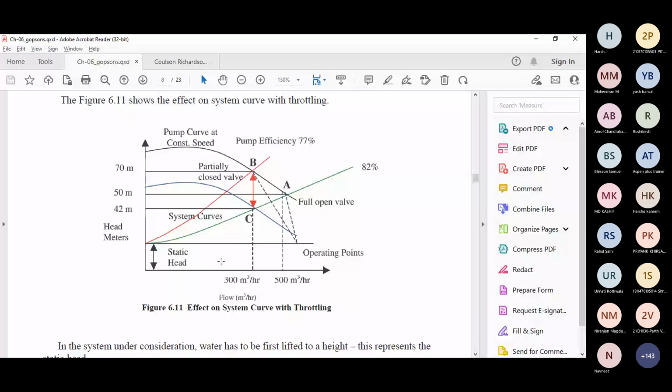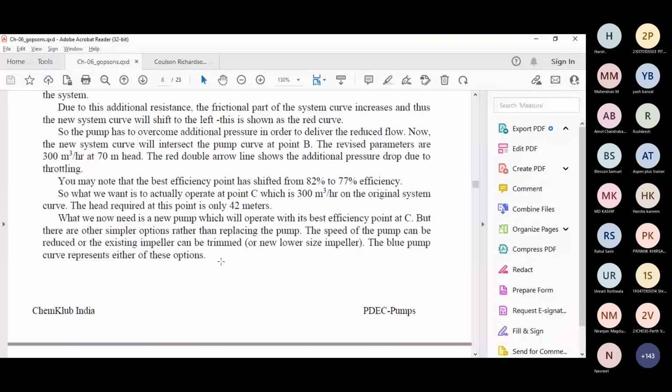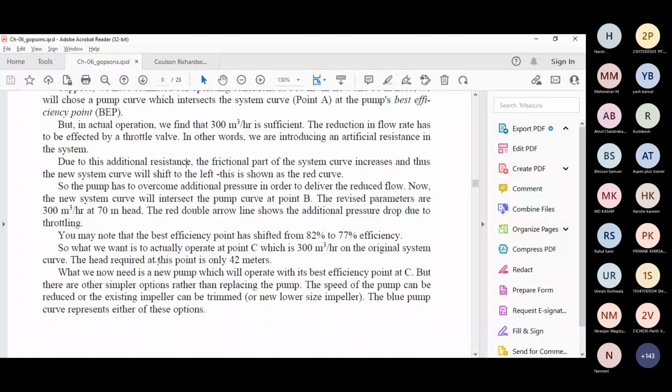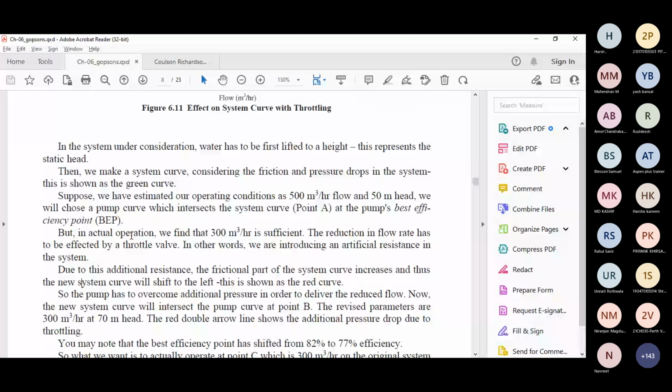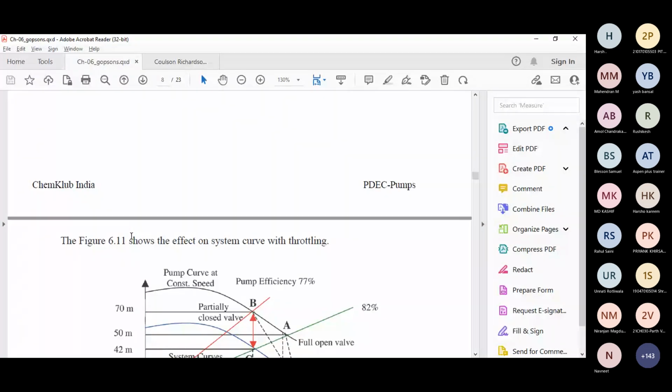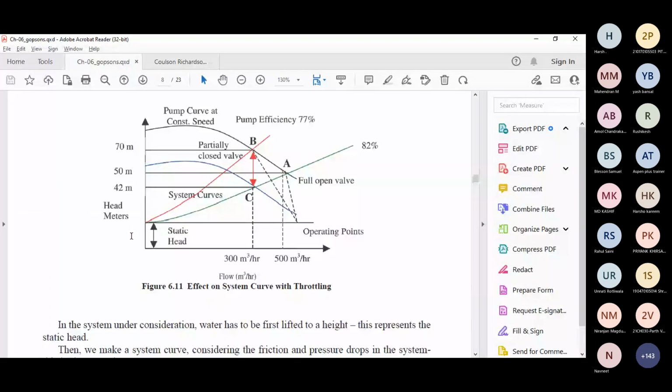So B, what is happening? My efficiency had reduced, right? So you can note that efficiency point has shifted from 82% to 77%, right? So suppose मुझे फिर से मेरे efficiency point, best efficiency point पे आना है, तो मुझे क्या करना पड़ेगा? Suppose I want to shift to the best efficiency point. So my best efficiency point for the system lies at 82% on the green curve, right?